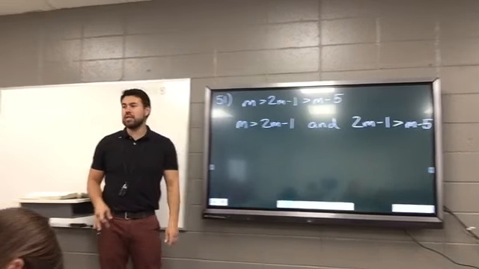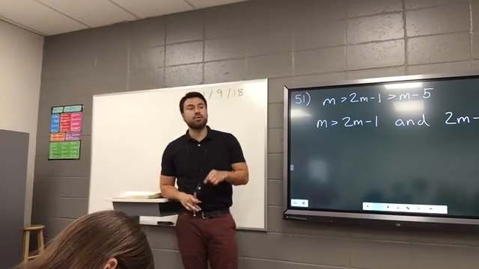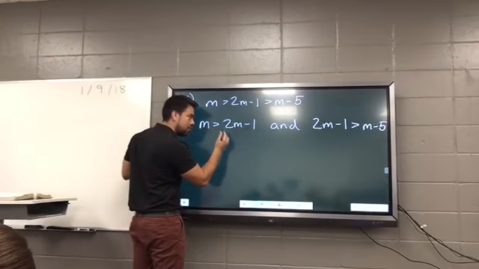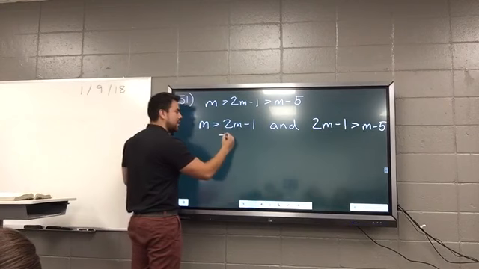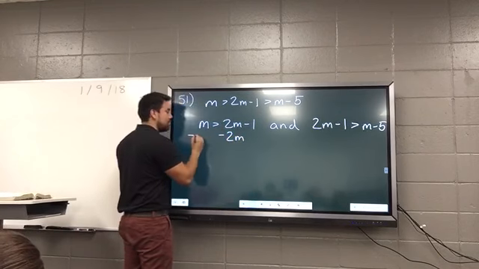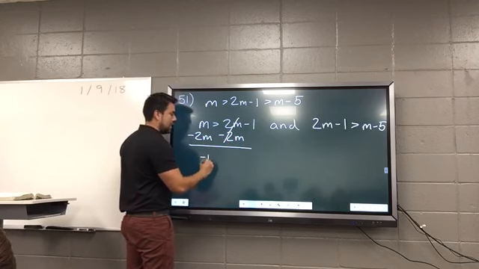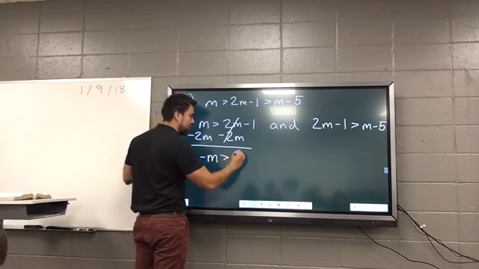Okay, can you solve those inequalities? These are multi-step inequalities, and there are a couple of ways to do it. Get m by itself. And you're like, I can't get it, it's on both sides. Yeah, you can. Subtract 2m, for example. That's one way of doing it, from both sides. And you get negative m is greater than negative 1.